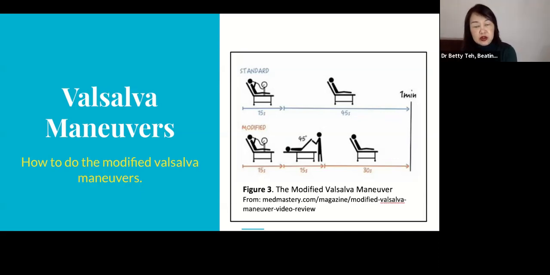This Valsalva maneuver is useful, especially when, let's say, you're doing locum in a clinic, or when you're in the ER and you're waiting for your consultant to come. It is a very useful method to teach the patient, so you need to know how to explain it to the patient.